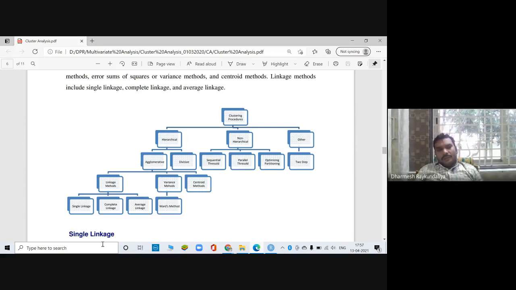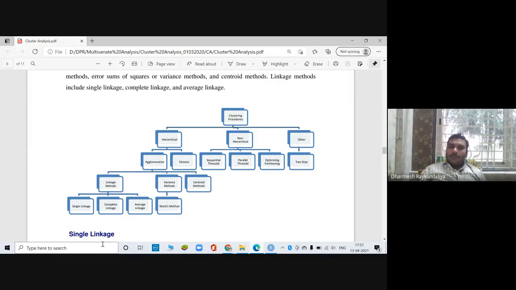So non-hierarchical clustering is mainly used when the data size is very large. Another thing is that non-hierarchical clustering requires the number of clusters and initial centroid solutions, so you have to take them arbitrarily. That is always the problem with non-hierarchical clustering: how to identify the number of clusters.